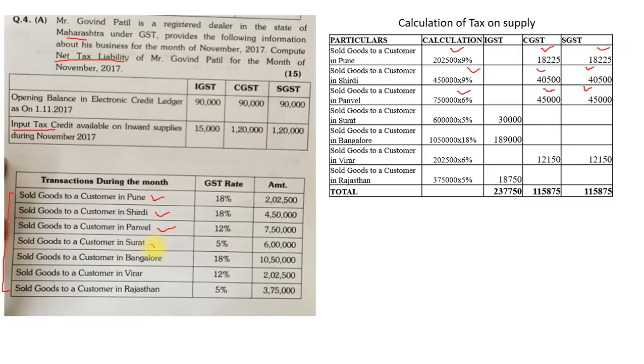Sold goods to a customer in Surat. Surat is not in Maharashtra, a different state. So the entire 5% on 6 lakhs will be taken in IGST. Bangalore, 18% on 10 lakh 50 directly in IGST. Virar, again part of Maharashtra, 6% each. So 6% goes in CGST, 6% goes in SGST. Last, Rajasthan, the entire 5% will go in IGST. Once we do that, we just total it up. So we get a total of 2,37,750 in IGST, and 1,15,875 in CGST and SGST each. That is step number 1.